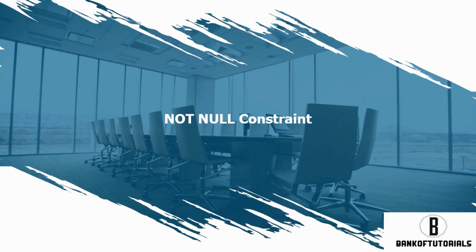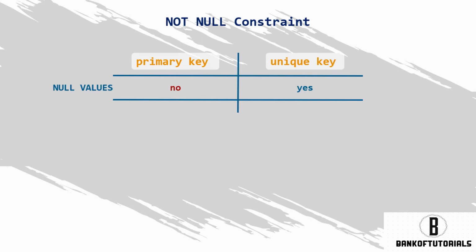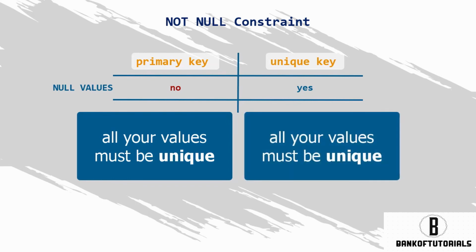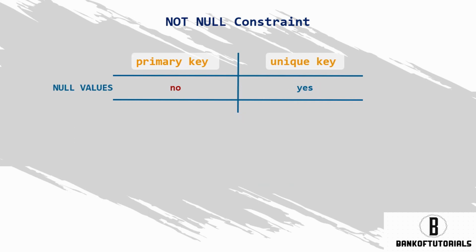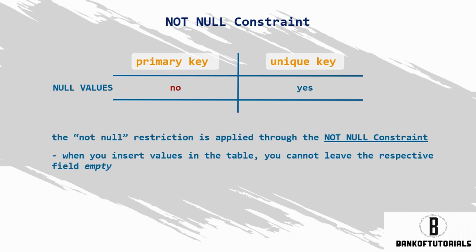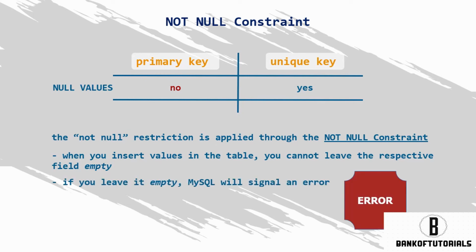When we introduced primary and unique keys, we discussed the main difference between the two. In a primary key field, all your values must be unique, and you may not have null values. In a unique key column, all your values must be unique, but it is unnecessary to have data in all records. This means you can have null values. The not null restriction is applied through the not null constraint. It means that when you insert values in the table, you cannot leave the respective field empty. And if you leave it empty, MySQL will signal an error.